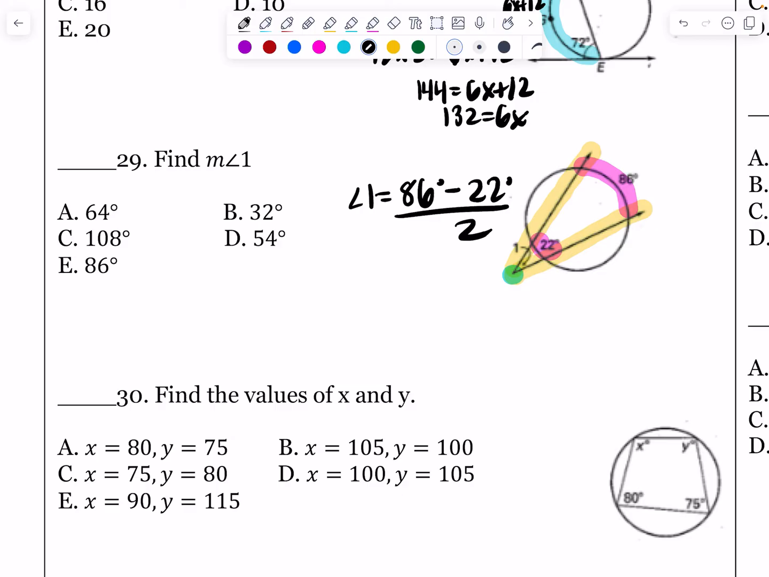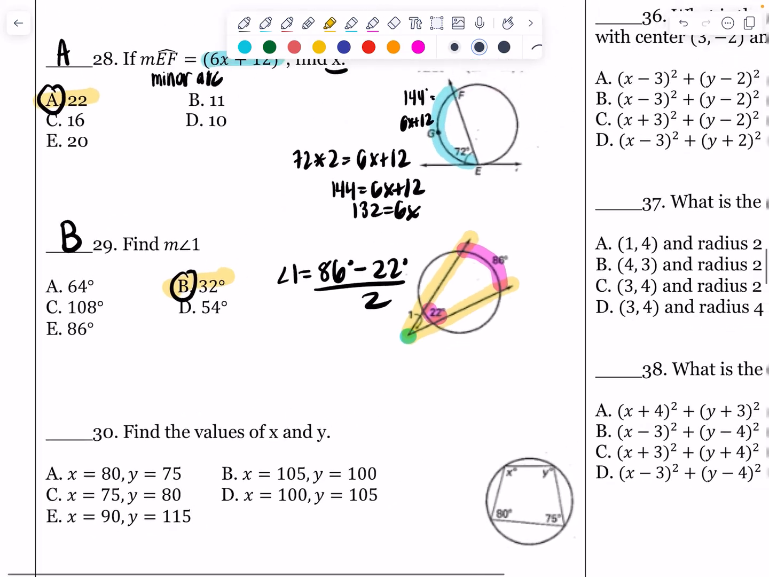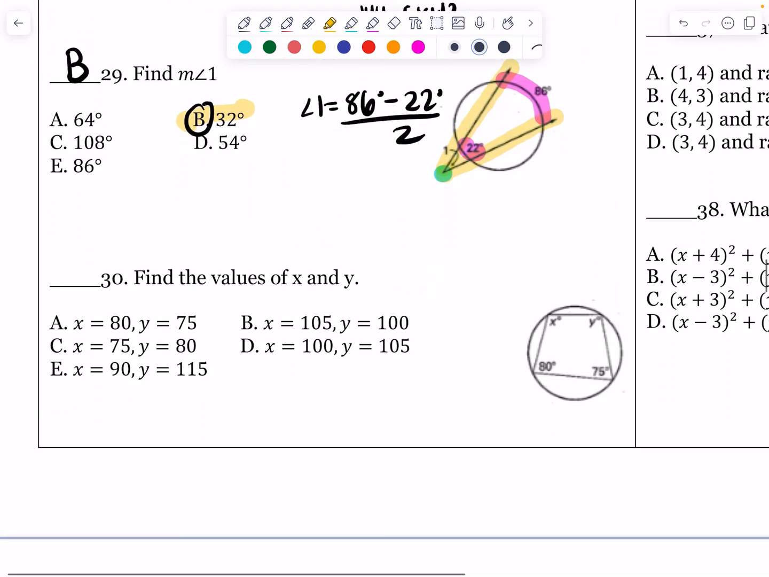And so when you do 86 minus 22, you get 64, and then we divide that by 2. That is going to give me 32 degrees. They did want to find that angle, so that's going to be 32 degrees. So number 29 is B. All right, now number 30.